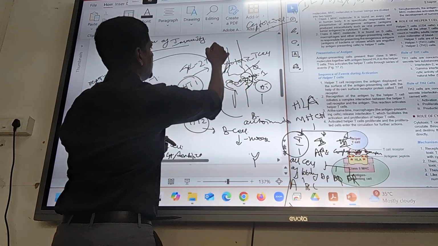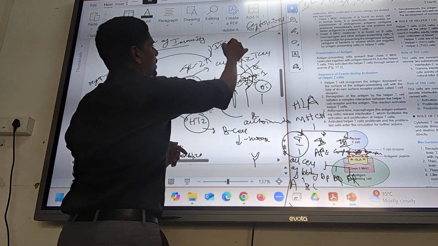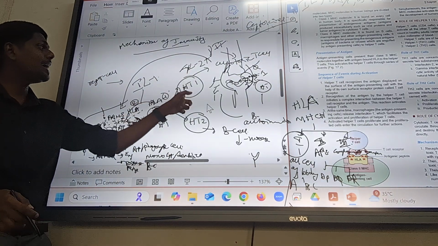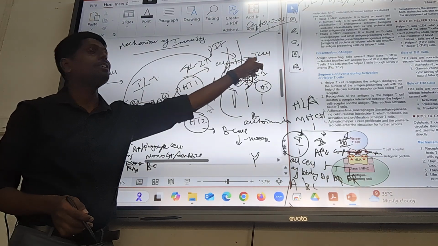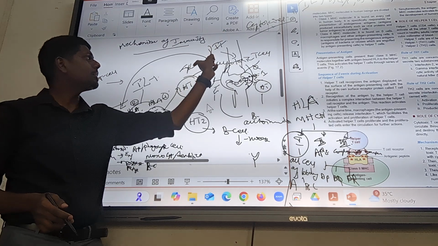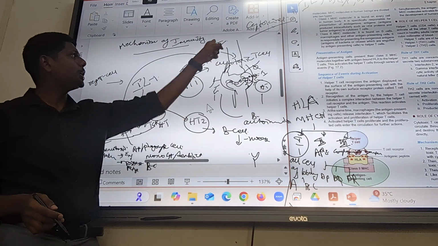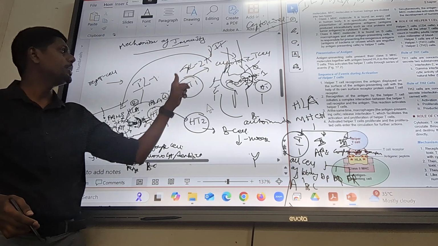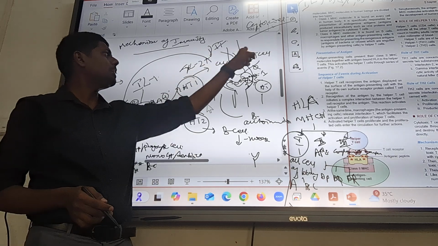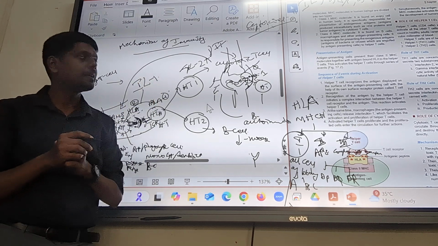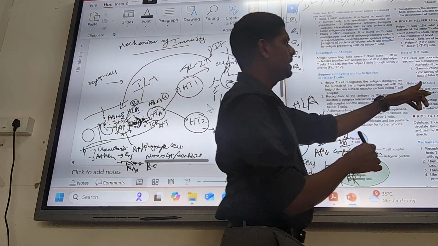Gamma interferon to call the cytotoxic T cell. This is how the helper T cell communicated with the cytotoxic T cell via interleukin 2 and gamma interferon. These are the two cytokines responsible for communication between helper T cell 1 with cytotoxic T cell. Is it clear? Yeah. Next one, helper T cell 2.